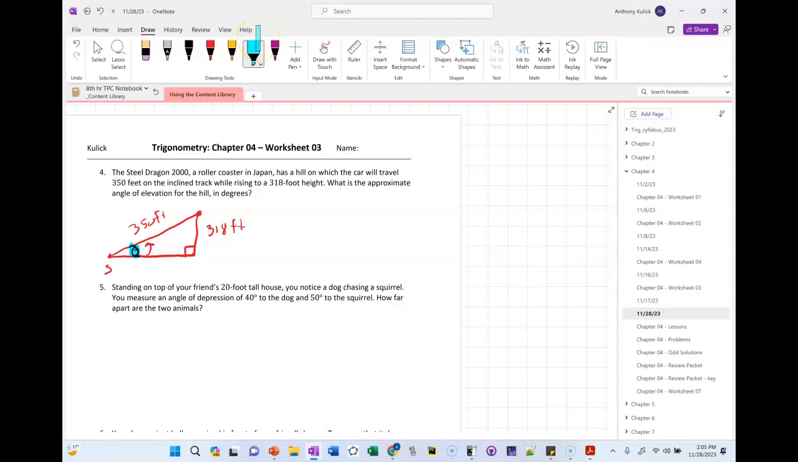So relative to this angle theta, the two sides we know are opposite, adjacent, or hypotenuse. What are those two sides? Let's start with the 318. What's that? Opposite, adjacent, or hypotenuse? Opposite. Good. And the 350 is? Okay. So which trig function should I be using for opposite and hypotenuse? Sine. Because I know SOHCAHTOA, right?